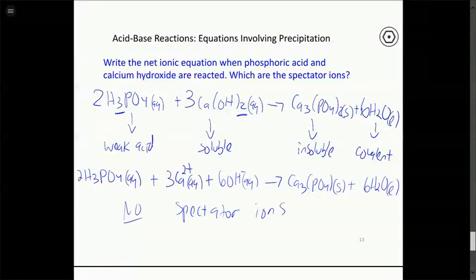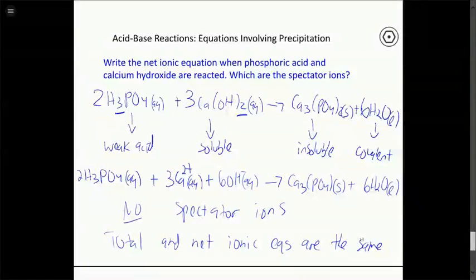And when you have this situation, which is fairly rare, that means the total and the net ionic equations are the same. So we don't have any spectator ions to remove, so the net ionic equation looks exactly like what I showed above. So the total and net ionic equations are the same. And so this equation here is both our total and our net ionic equation. We still have to separate out the soluble compounds, but we don't have any spectator ions to remove, so the net ionic equation has the exact same form.